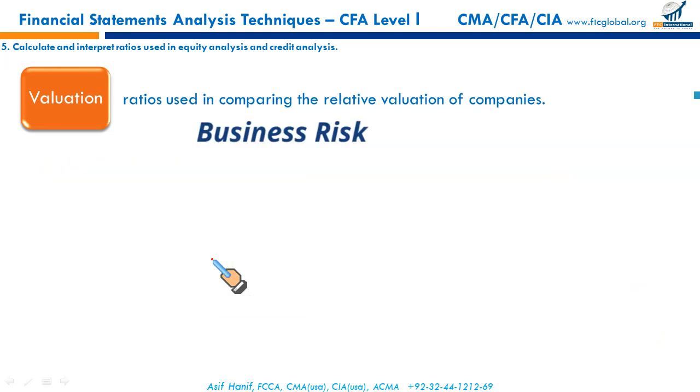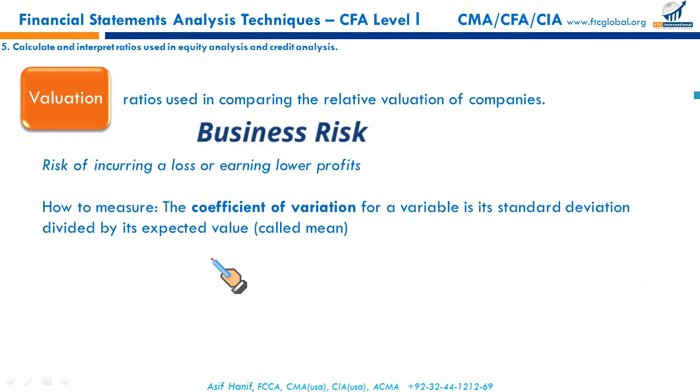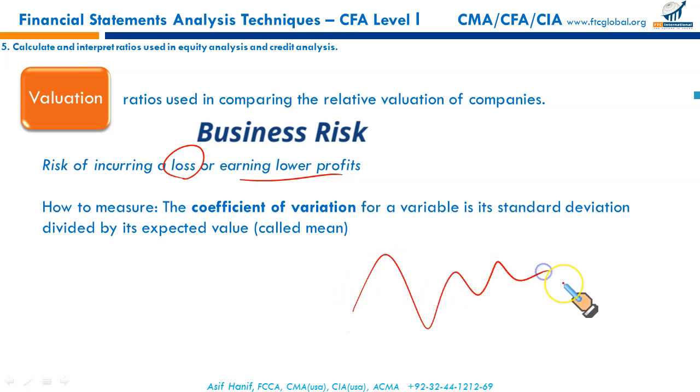Next is the business risk. Business risk is risk of incurring a loss or earning lower profit. This is normally how conventionally the business risk is defined. But when we see with regard to valuation, business risk is the volatility in revenues. Volatility is considered as risk in financial management. Volatility is risk. Standard deviation is a measure of risk. And what does standard deviation measure? It measures volatility, dispersion.